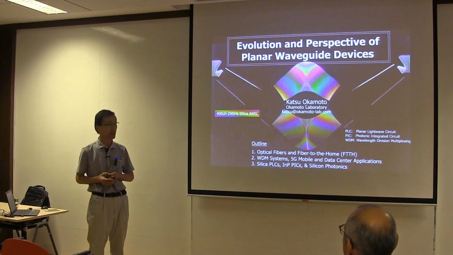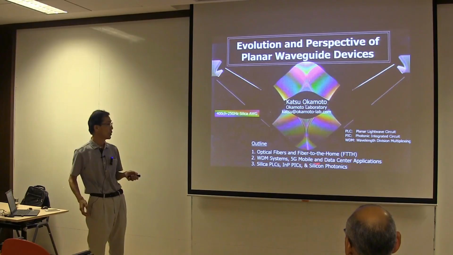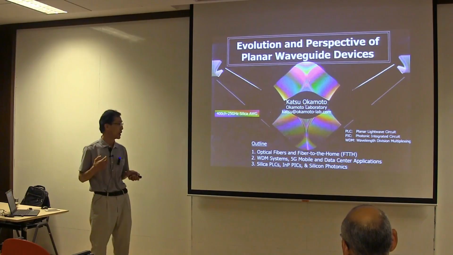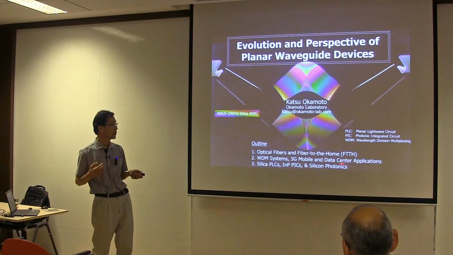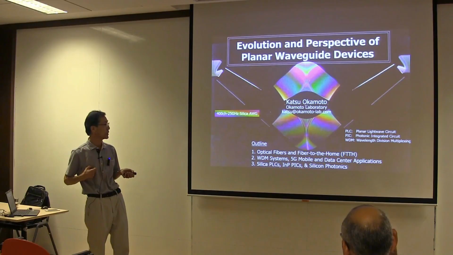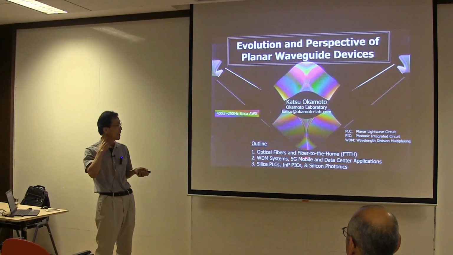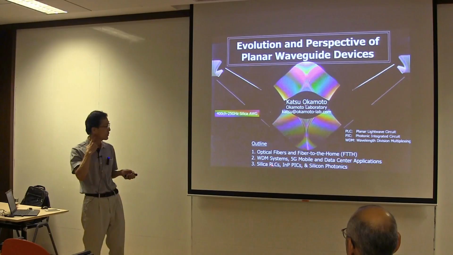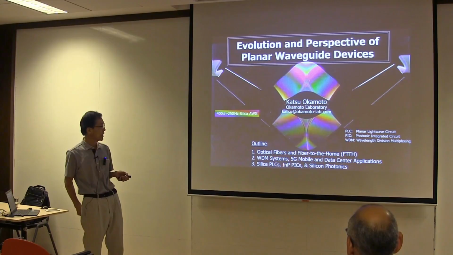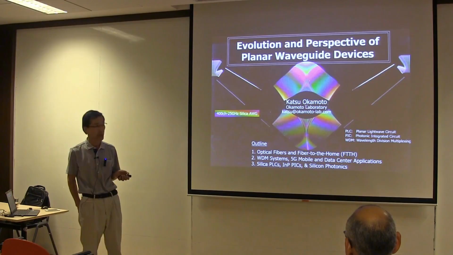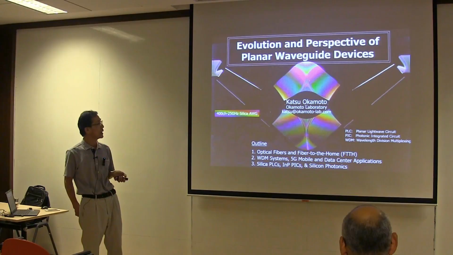And also currently you are using 4G mobile, and next is 5G. Probably we can enjoy almost 1 gigabit downstream in the near future. And also, as you know, data center drives everything. And in our field, the information increases super exponentially due to 4G, 5G, and data center applications. So I will describe this very briefly, and also I will describe various kinds of waveguides, which are of course used for telecom and datacom applications, but some of these are starting to be used for quantum applications.